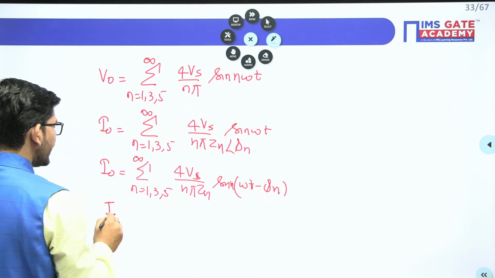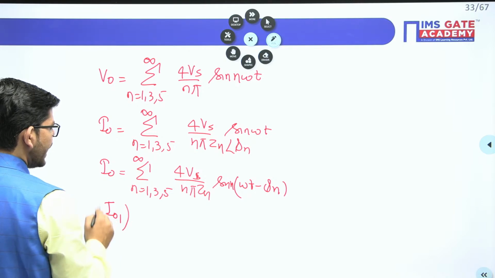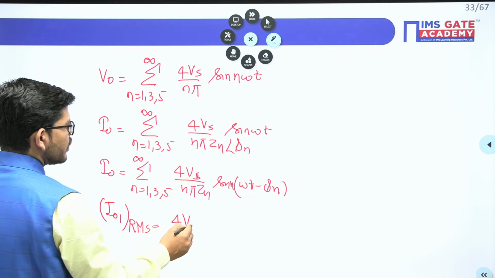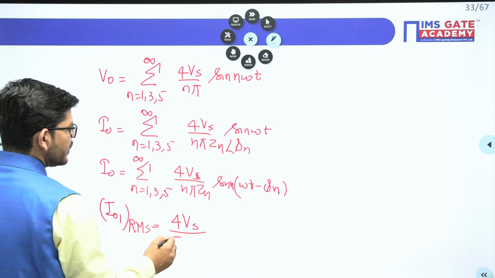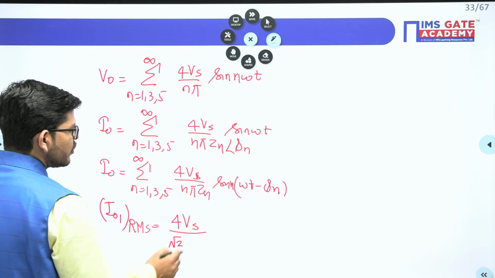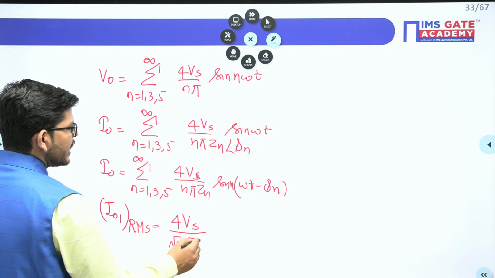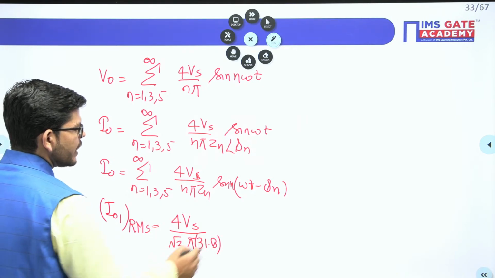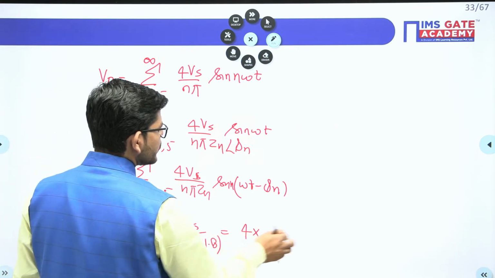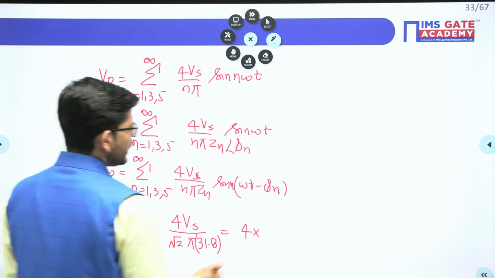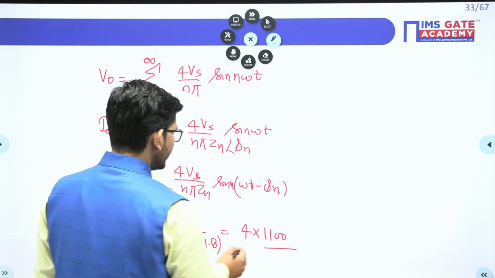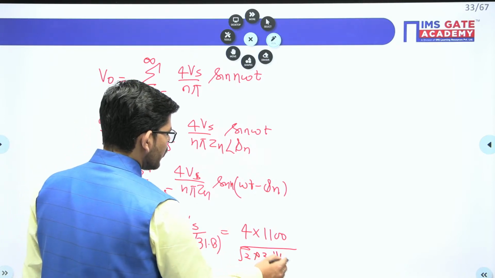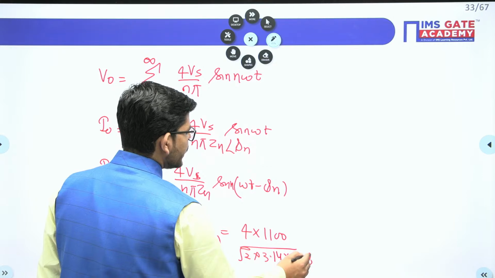Now we have to calculate the fundamental component and its RMS value. So this will become 4Vs upon n pi, where n is 1. For RMS we have to divide it by root 2, and for Zn we have Z1, which is 31.8. Okay, so just put the values here. Vs is given to us as 1100. So this is 1100 times 4 upon root 2 into 3.14 into 31.8.